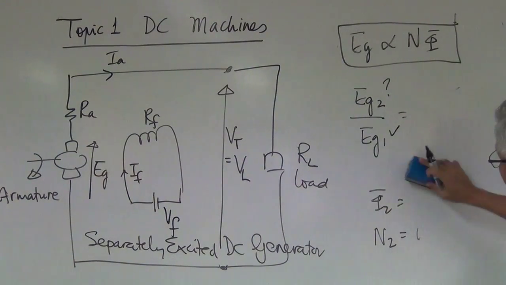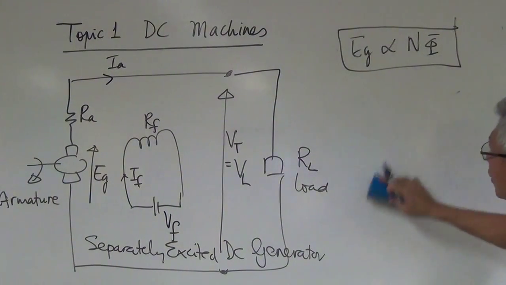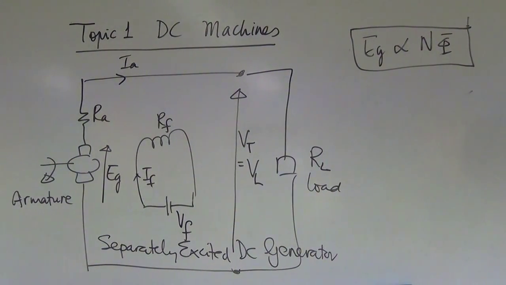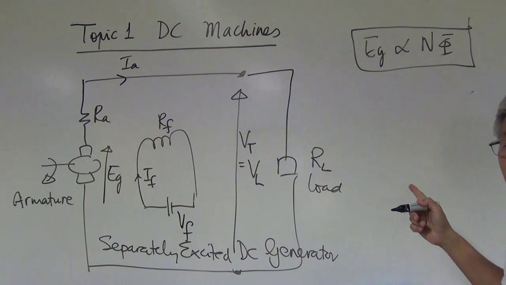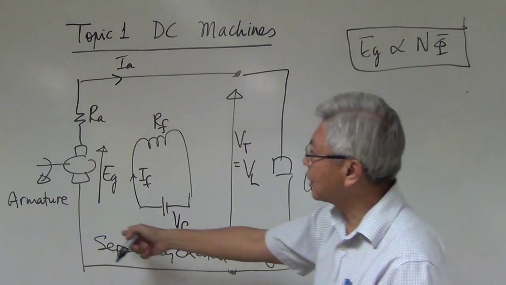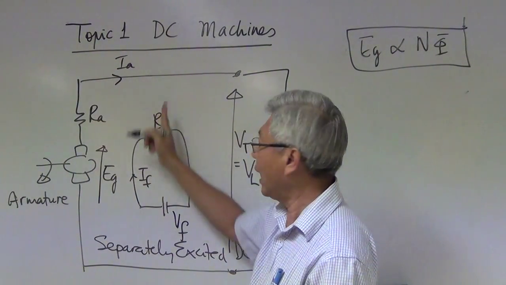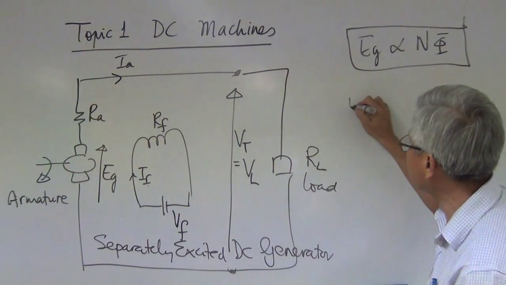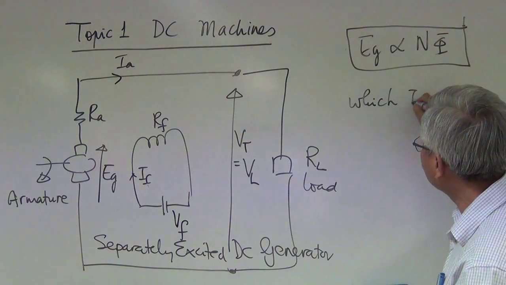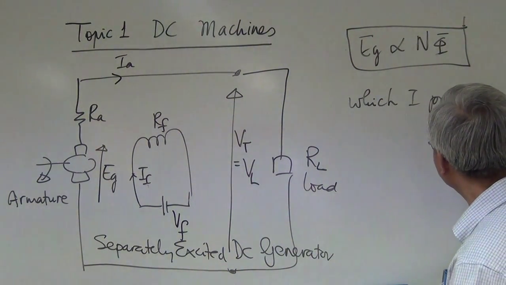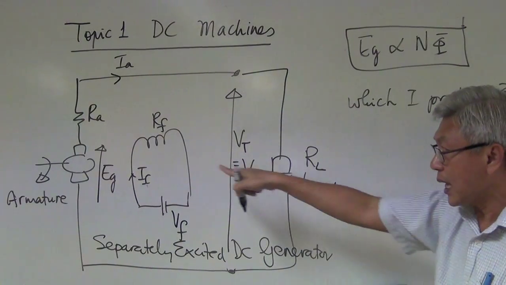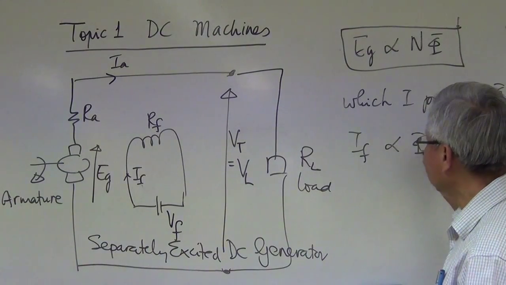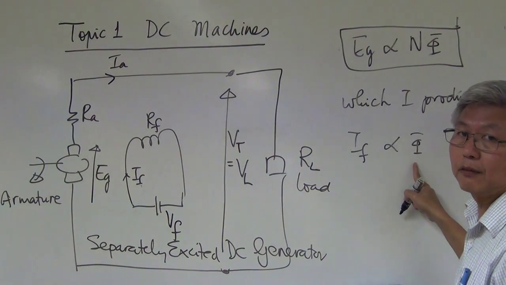Now there is also a situation where you're not given flux, but you are given the current. If you want to replace the flux with the current, you ask yourself, in this circuit I have IA, I have IF. Which current is the one that produces flux? Which current produces magnetic flux? It is IF. IF is the one that produces flux. The higher the IF, the higher the magnetic flux.